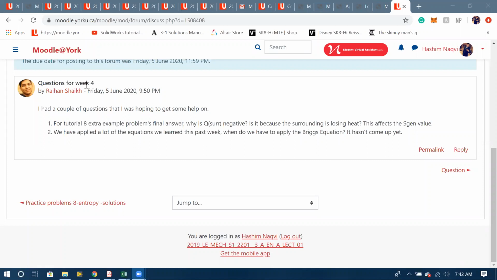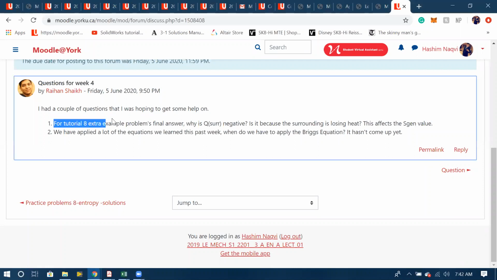The question here is for tutorial 8, extra example, problem, answer, final answer. Why is Q surrounding negative? Is it because surrounding is losing heat? This affects the entropy generation value. So, okay, let's look at the example.